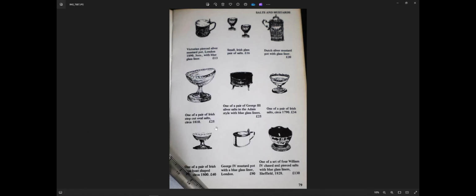Sometimes people are asking up to £35 for a single one. But yeah, when you compare it with this price for a pair, it's still a quarter of what it should be.